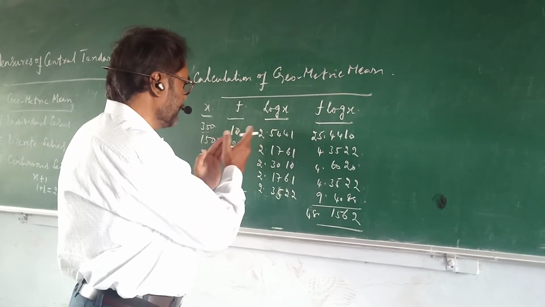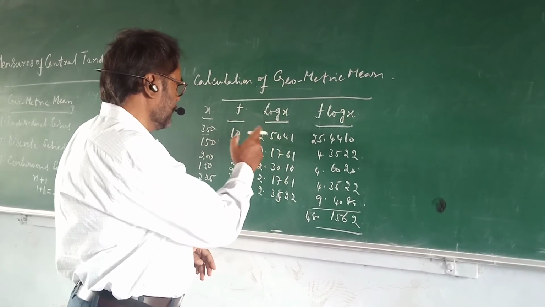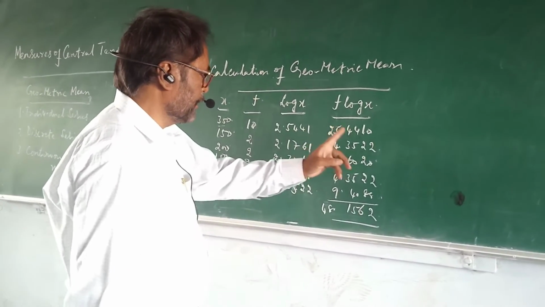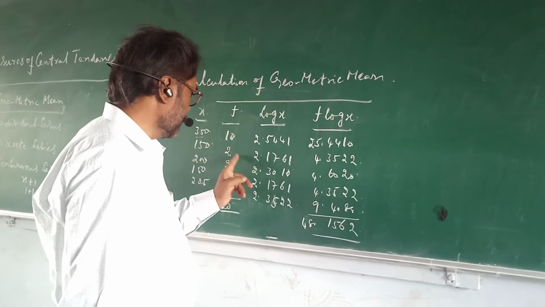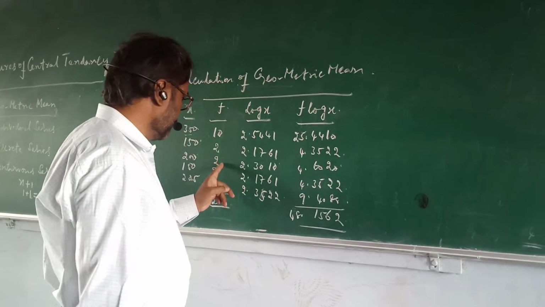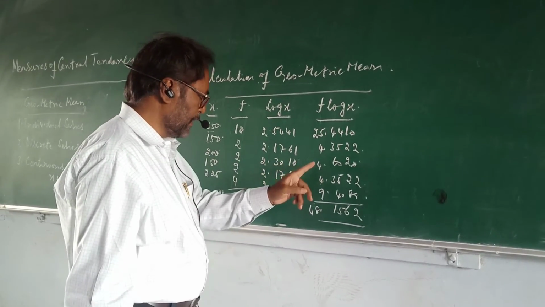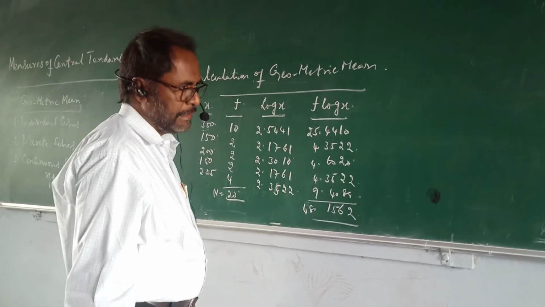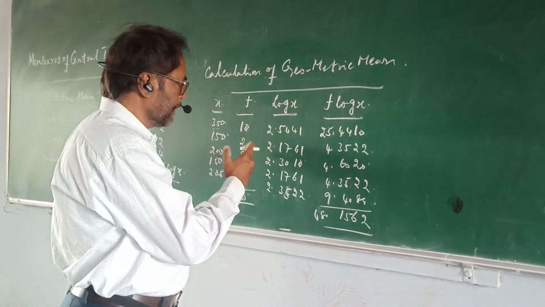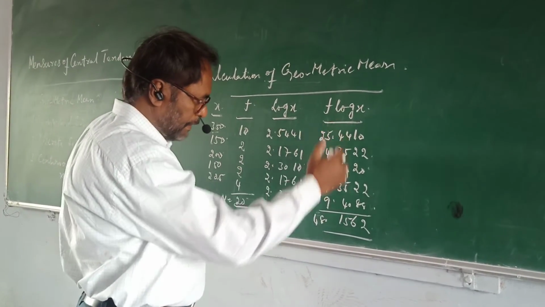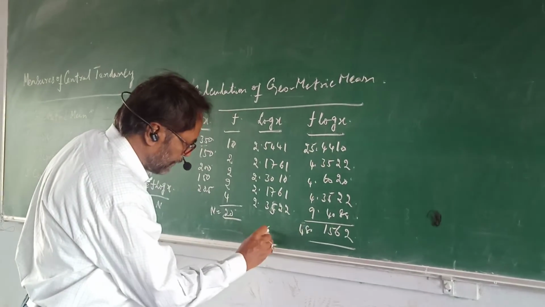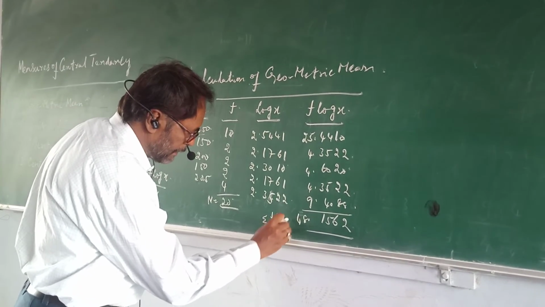So these are the log x. Then this would be multiplied with the frequencies. The frequencies would be multiplied with log x. Then we will get all the values: 25.4410. Then this 2 into 2.1461 and 4.3522. Then this would be multiplied with 2.30 and we got it. Like this, whatever values after multiplying frequency into log x, then you have to add up all the values. The total will become sigma f log x.